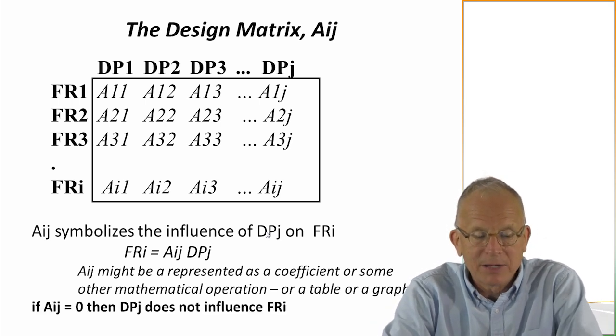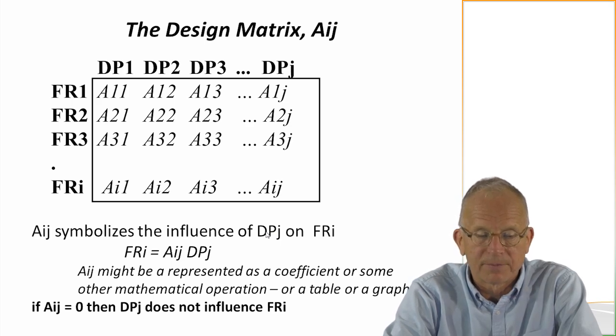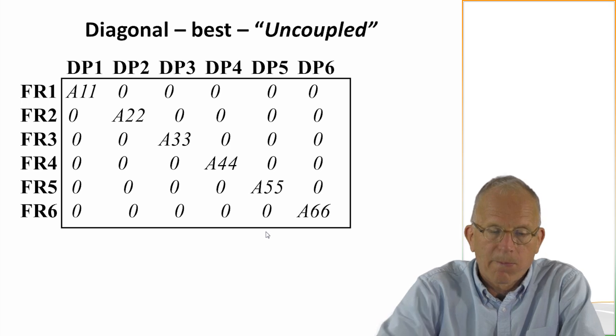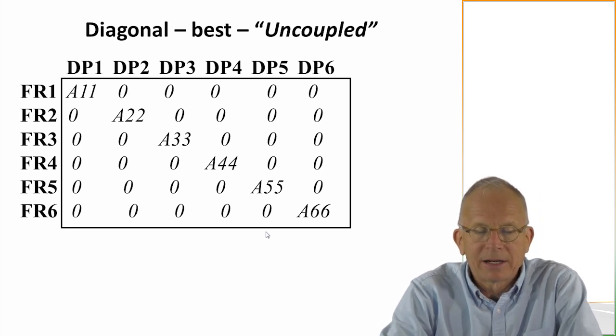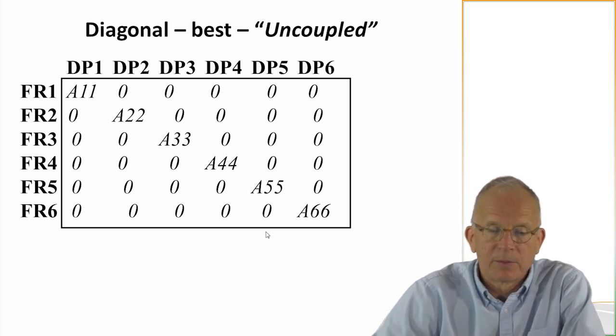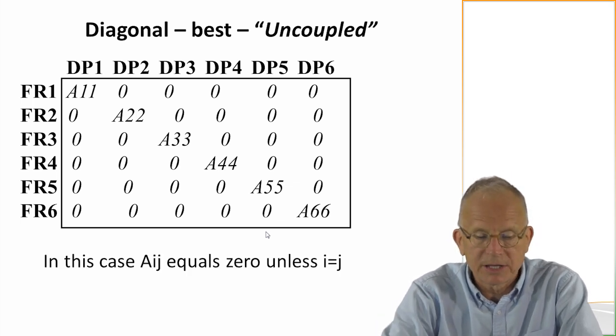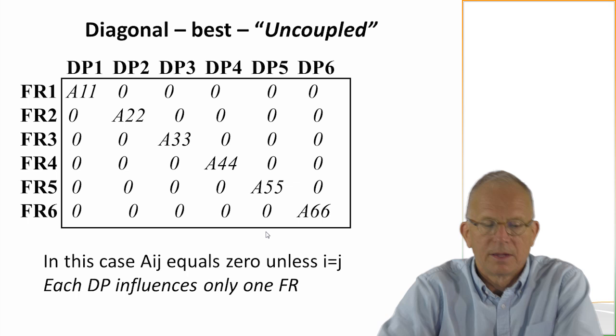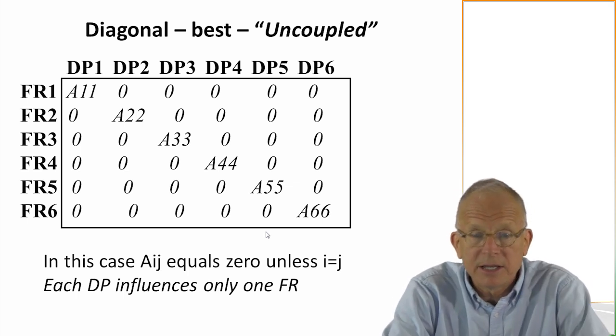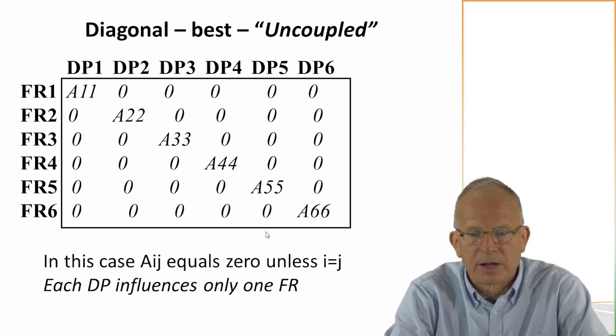If Aij equals 0, then DPj does not influence FRi. So the diagonal is best, and then we can have any order of adjustment. In this case, Aij equals 0 unless i equals j. And so in this case, each DP influences only one FR.